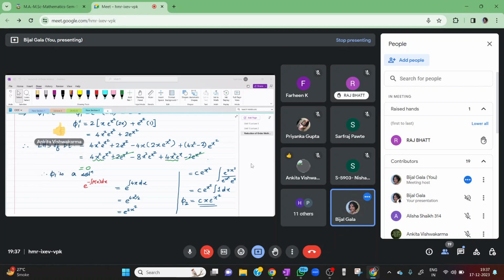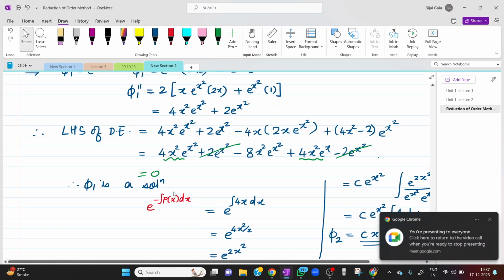Okay, fine. So the concept of reduction of order for the second order is clear with everyone. Okay, we will look at the nth order. What happens when it comes to nth order? And of course, that is also a part of your syllabus. Fine. So let's look at that.